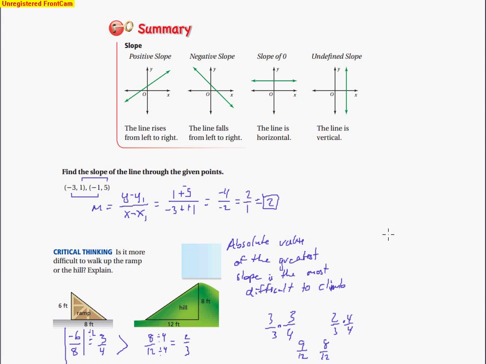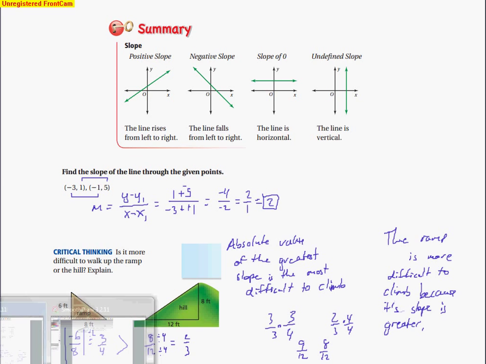So we say the ramp is more difficult to climb because its slope is greater.